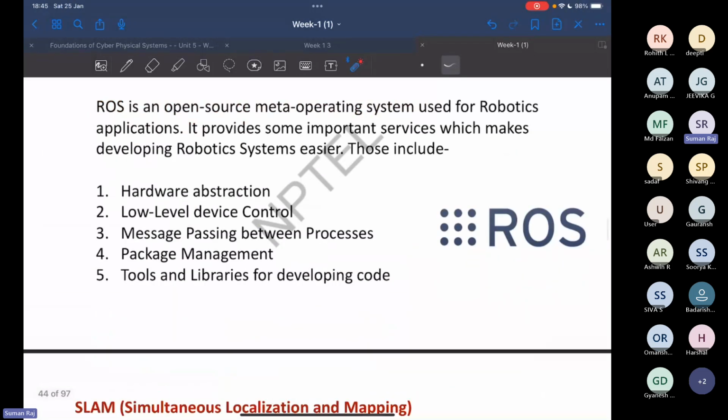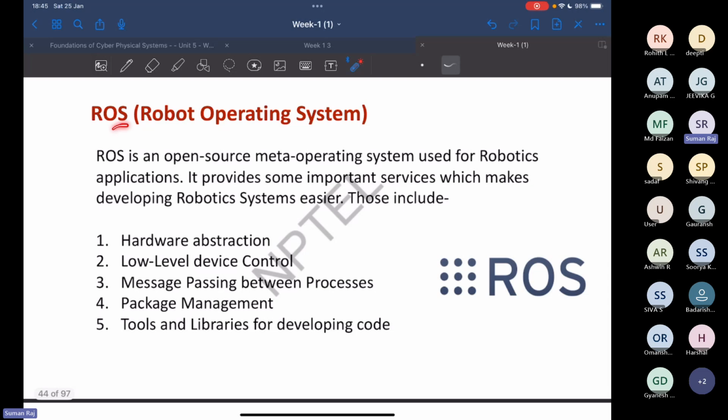Another important thing is the Robot Operating System. ROS is basically an open source meta operating system used for robotics applications. It has features such as hardware abstraction, low level device control, message passing between processes, package management, and various tools and libraries for developing code. Since this is open source, it is a very important thing to learn if you are interested in this domain. It doesn't matter where you want to run your code. You can run it in simulation or on hardware. ROS is adaptable to both.